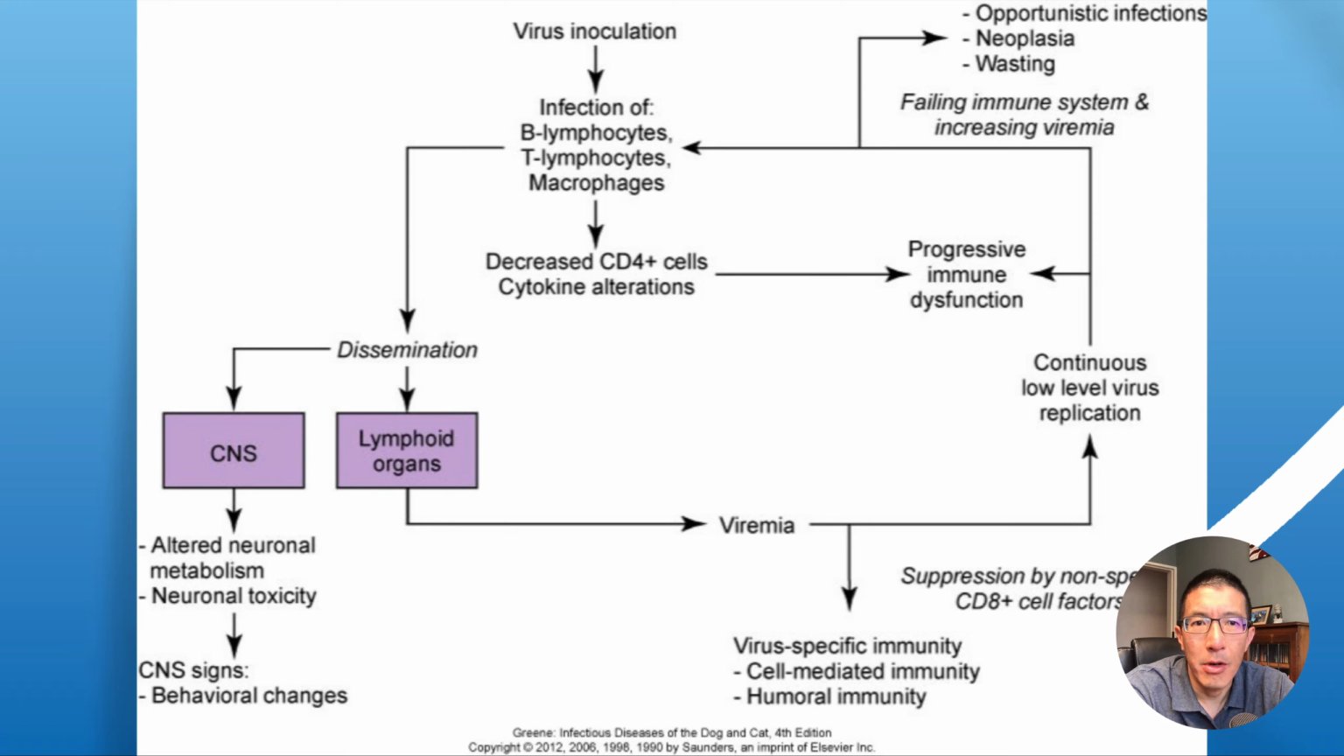So this graphic summarizes the pathogenesis of FIV, showing a continuous low-level expression of the virus and progressive immune dysfunction. The failing immune system allows opportunistic infections to take hold. These infections may be persistent or episodic. Many cases will have bouts of illness interspersed with periods of apparent normality. Eventually, however, the immune system will fail and persistent and worsening illness will take over.